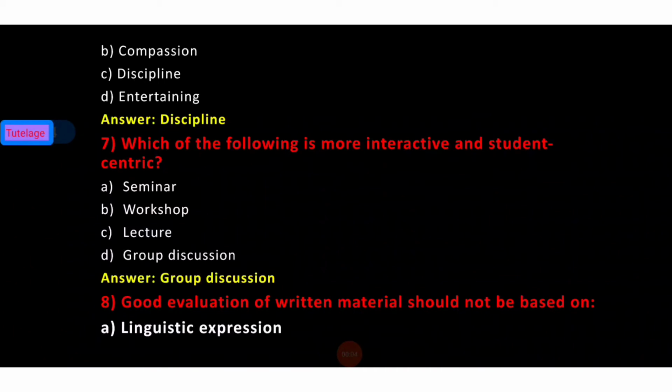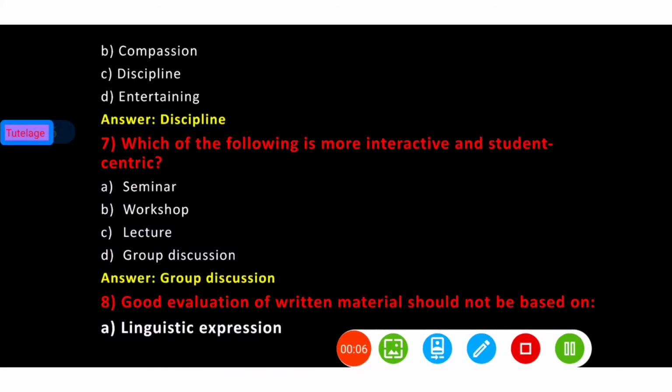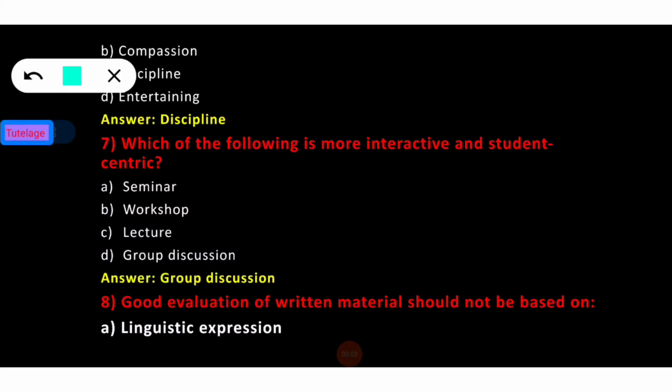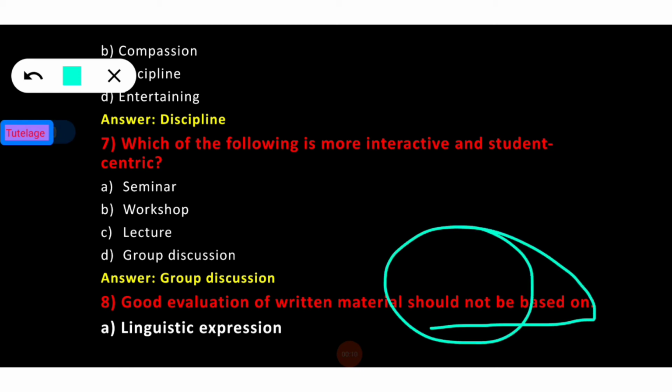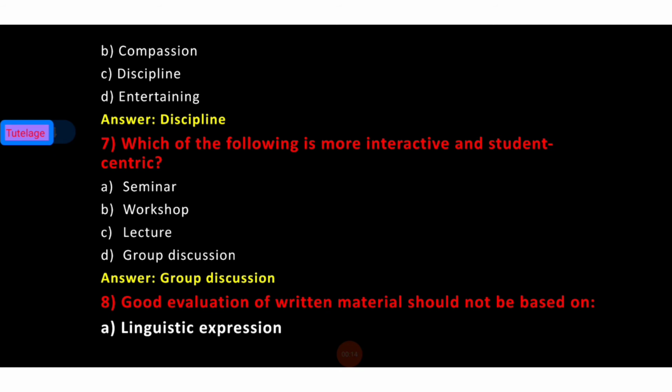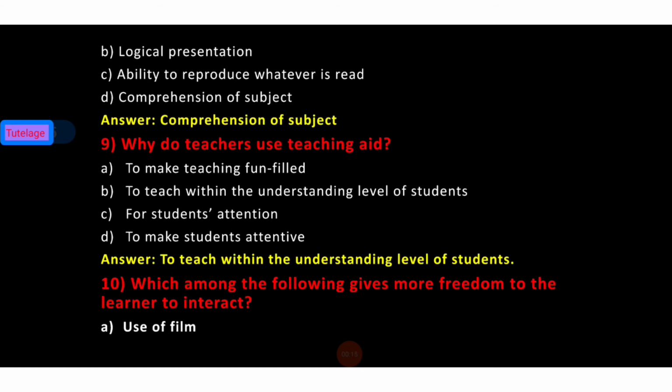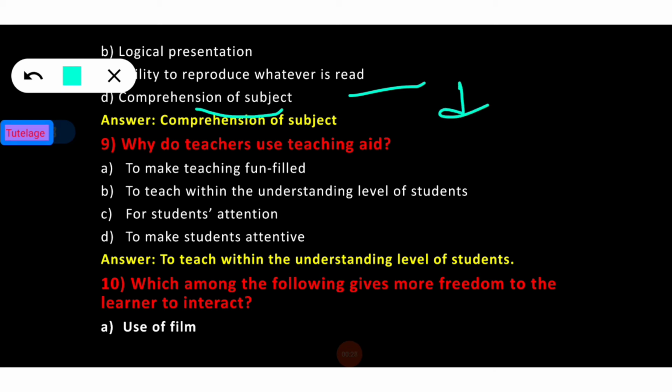Next question, question number 8: good evaluation of written material should not be based on. The first option is linguistic expression. The second option is logical presentation. The third option is ability to reproduce whatever is read, and the fourth option, the comprehension of subject. Okay, so option D is the correct answer.